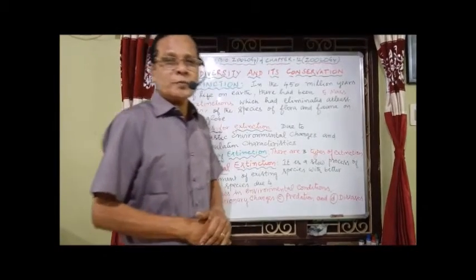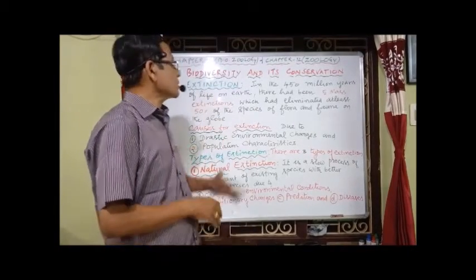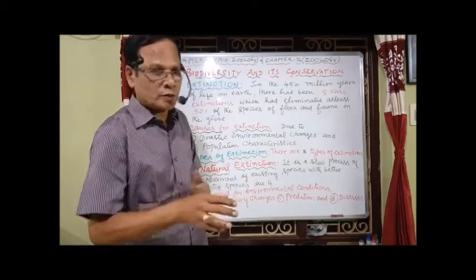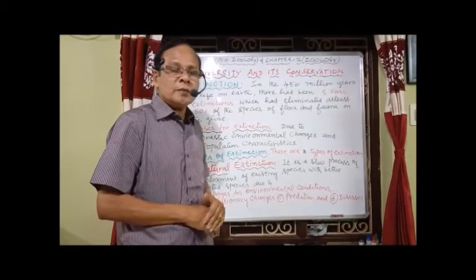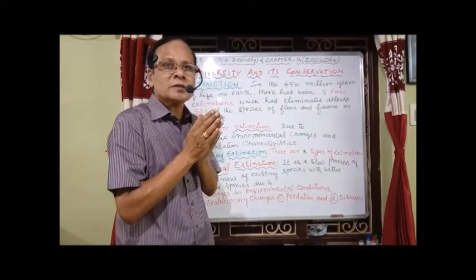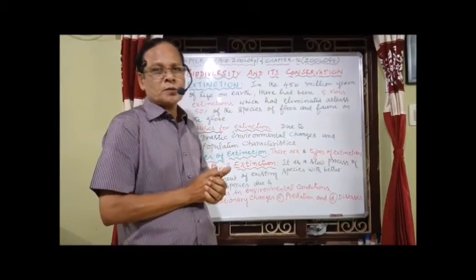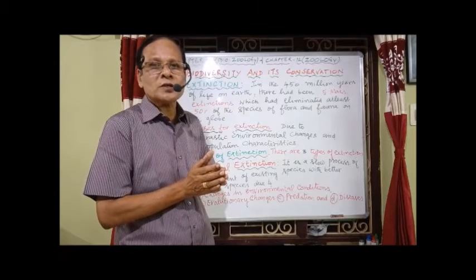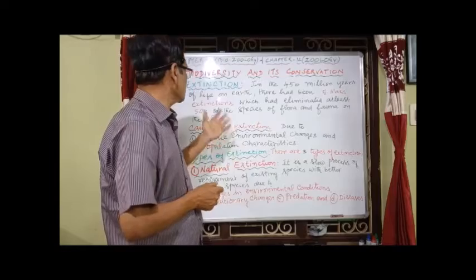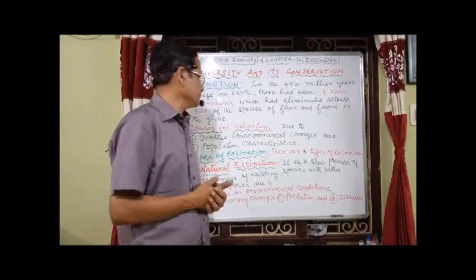In the 450 million years of life on Earth, there have been just 5 mass extinctions, which eliminated nearly 50% of the species of flora and fauna on the globe.